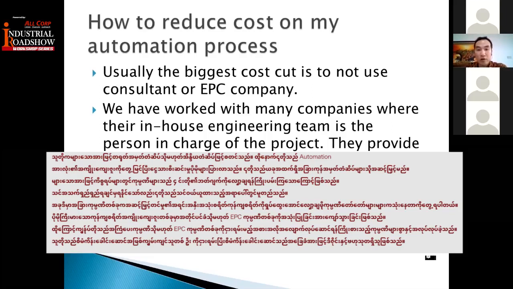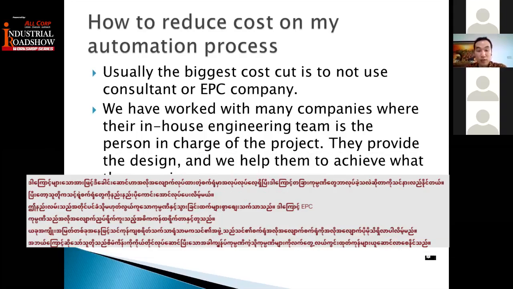Right? Now, here's the other part that we see a lot of companies use to reduce the capex, the capital expenditure cost of an upgrade. One of the bigger cost benefits is to skip using a consultant or an EPC company. So we have worked with many companies who try to automate, and instead of hiring a consultant company or an EPC company, they hire an expert as the project leader. And this project leader is essentially the person with the design and the knowledge. So usually this project leader has worked in a factory that is already automated. So you can understand what the other companies have done, and then they will help you to make your factories a lot better. This method is a lot cheaper than going with a consultant or an EPC company.